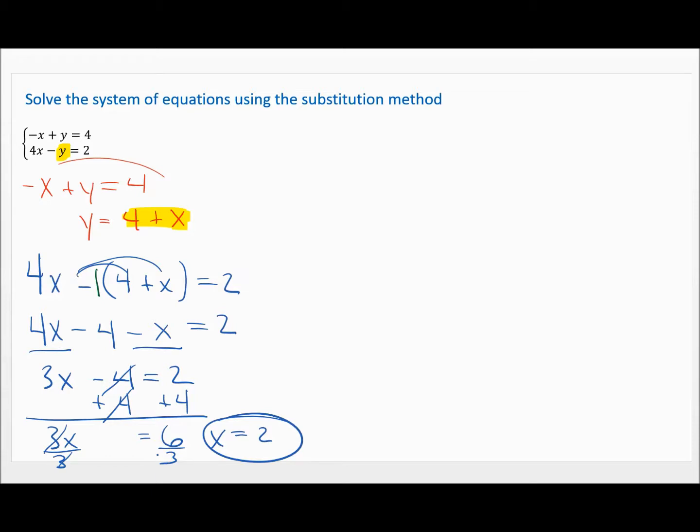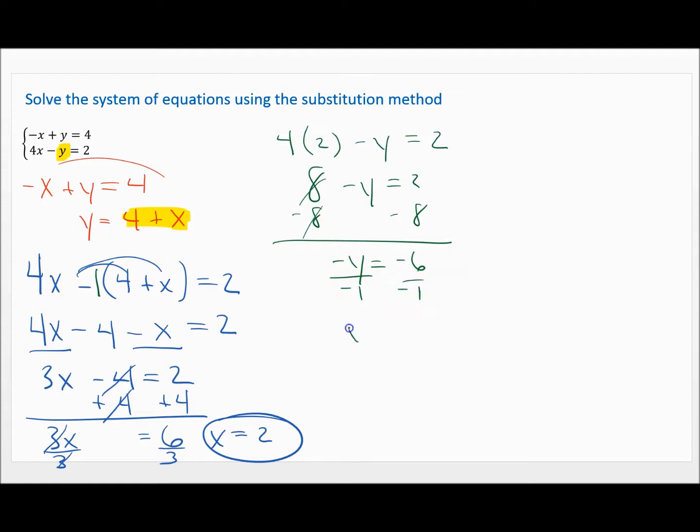Now the next step, remember, is to take that 2 and substitute it into the second equation. So I have 4, or the first equation, it doesn't matter. I'm just going with the second one. So 4 times x is 2 minus y is equal to 2. Gives me 8 minus y is equal to 2. I'm going to subtract 8 from both sides of the equation. That gives me -y equals, now it's 2 minus 8, or 2 plus a -8. We know that's -6. Don't forget when that has a negative in front of it, you have to divide by -1. So y is positive 6.